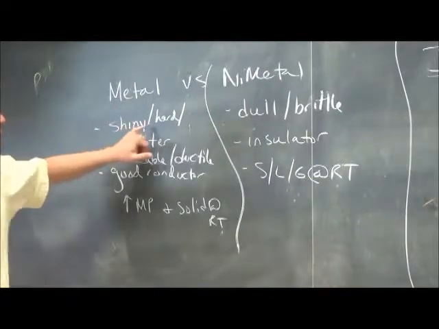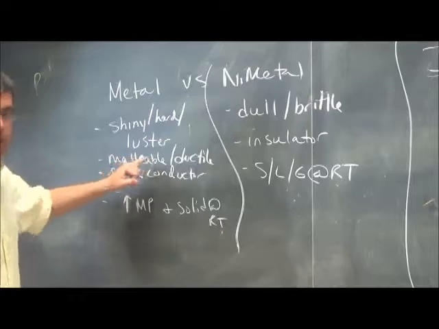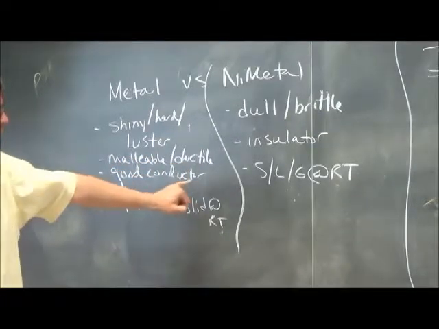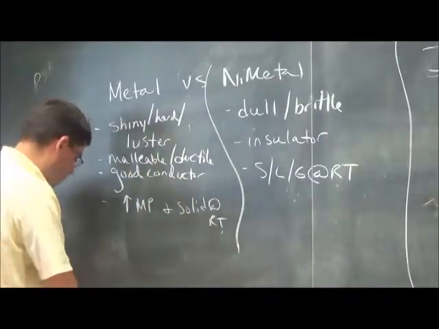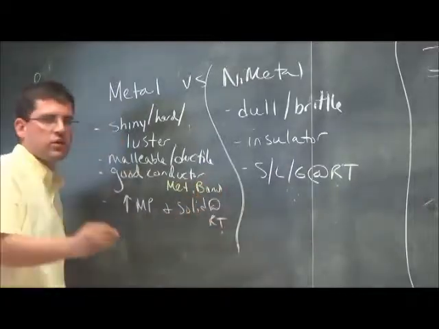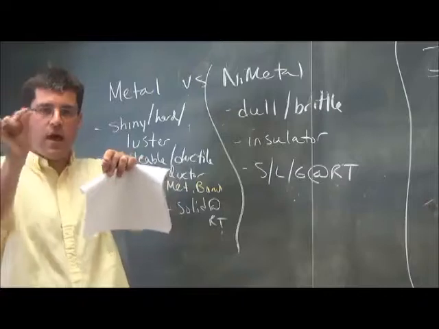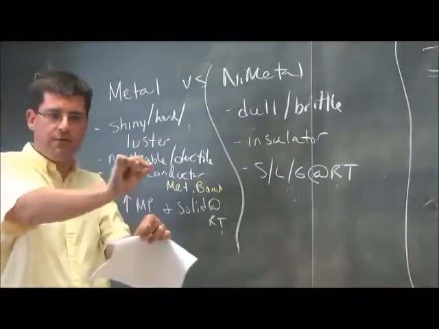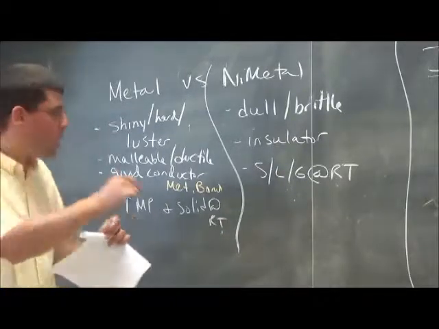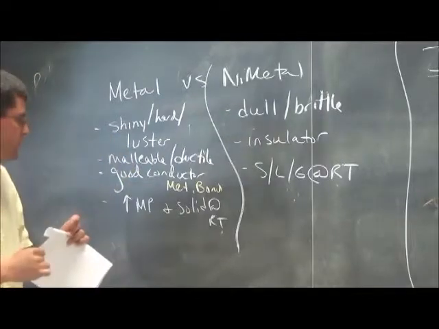So metals: shiny, hard, lustrous, okay? Malleable, can be pounded into different shapes with a mallet. Ductile, can be drawn out to a wire. Good conductor of electricity. Remember we learned this in chapter 2? Metallic bonding. And we talked about atoms of metals all combined together, and there's a flow of electrons back and forth between all the different atoms of those metals. That flow of electrons is electricity, and that's why they're good conductors of electricity.